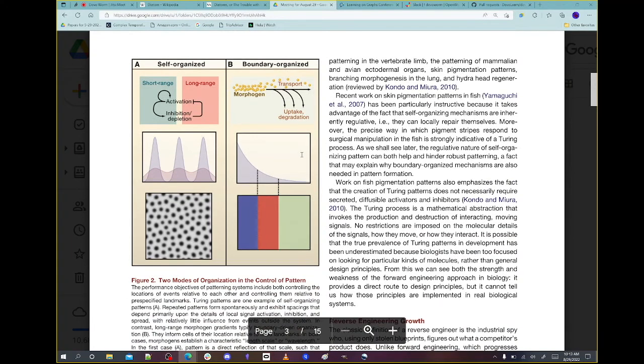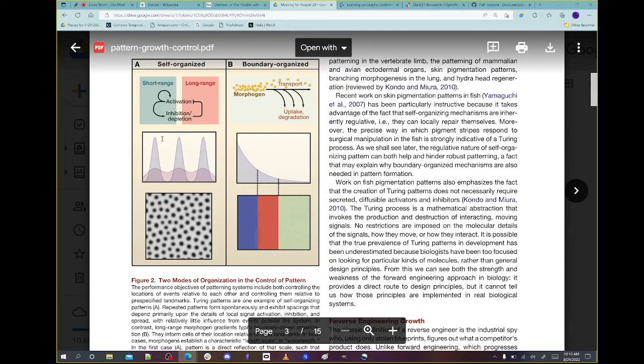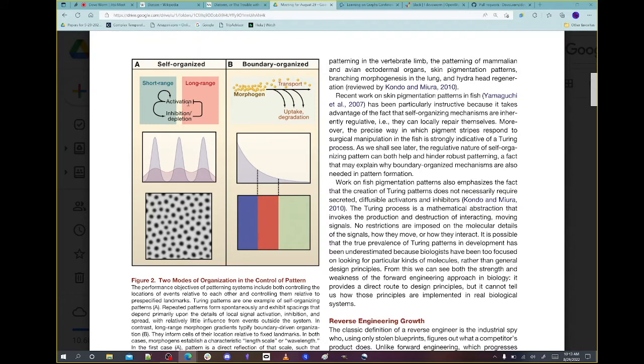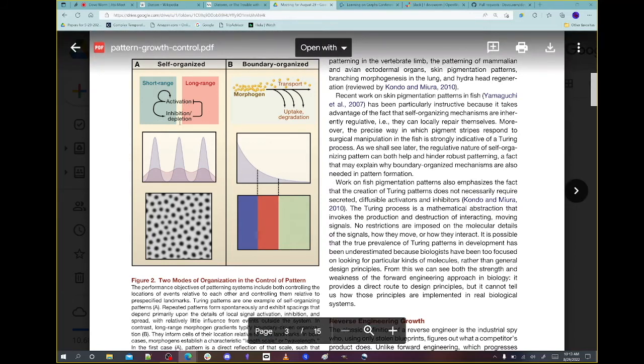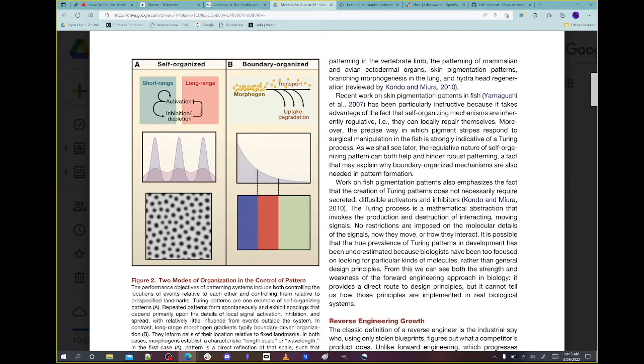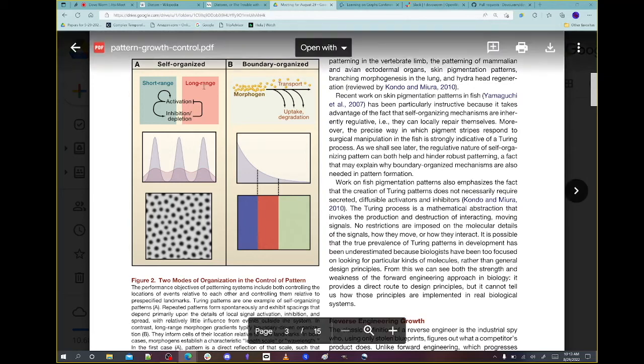Then there are these two modes of organization and the control of pattern. This is the self-organized case where you get short and long range control. This is well known in developmental biology, where you get activation and inhibition, depletion of different factors. So you get different signaling molecules, different concentrations of different morphogens and other types of gene products that are defined in different embryos. So you get this long range control, which is over the whole embryo, or short range control, which is local. And there are these different circuits that people show in papers.